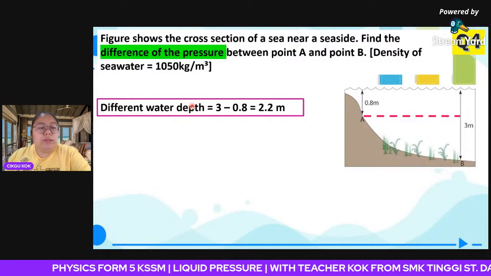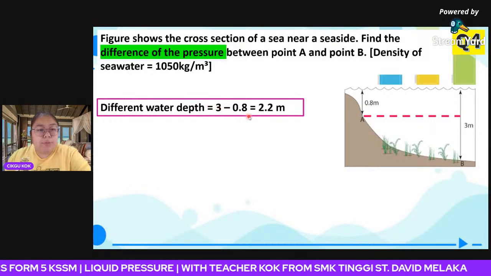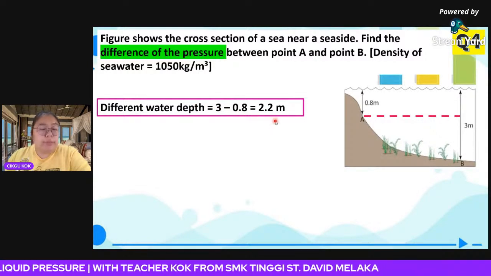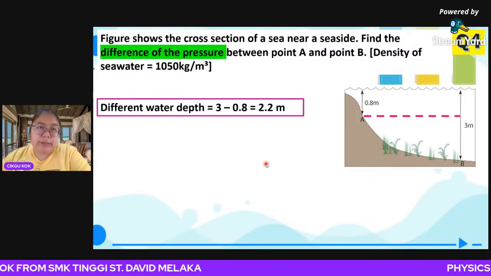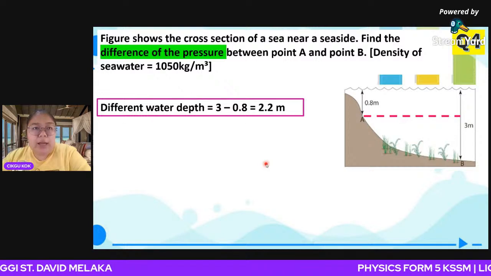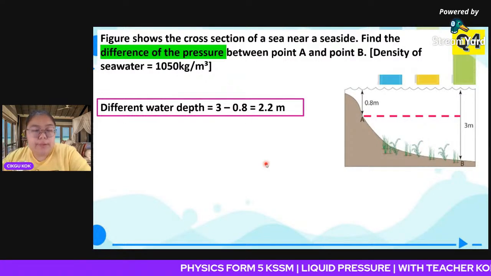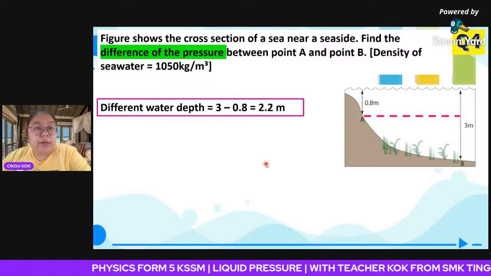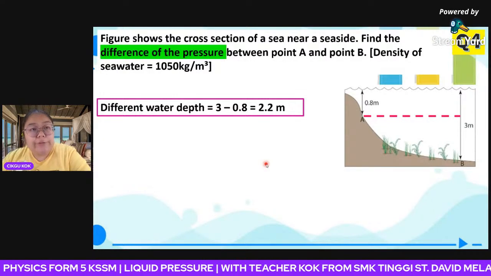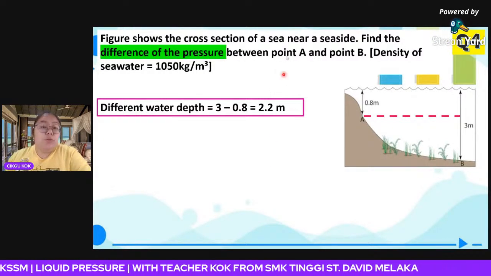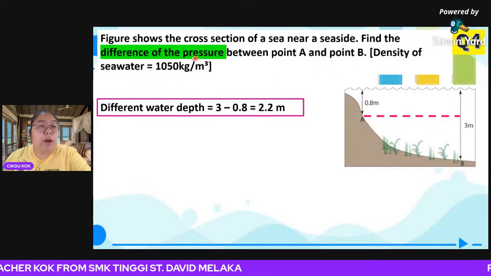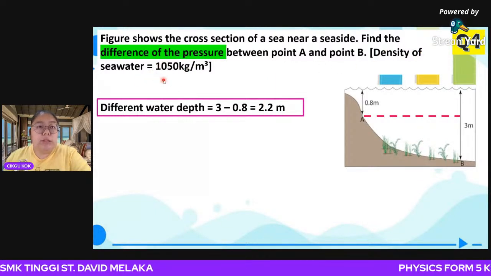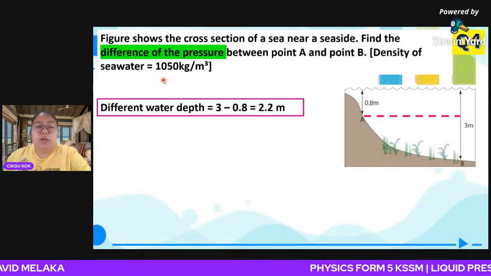The difference in water depth, 3 minus 0.8, we find 2.2 meter. From here, can you straightforwardly give me the answer for the pressure difference between A and B? I gave you the height already, the depth difference. So we take 2.2 as the h. Then the rho, the question provided, is the rho of the seawater. City, give me the answer.